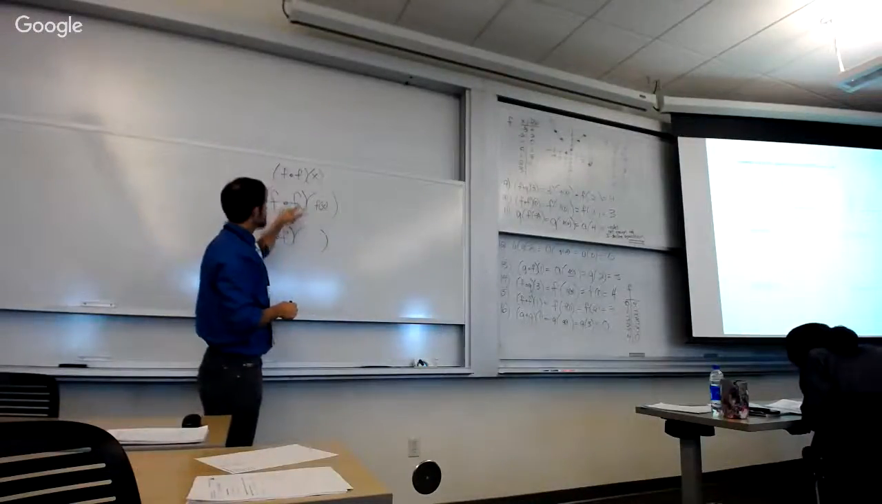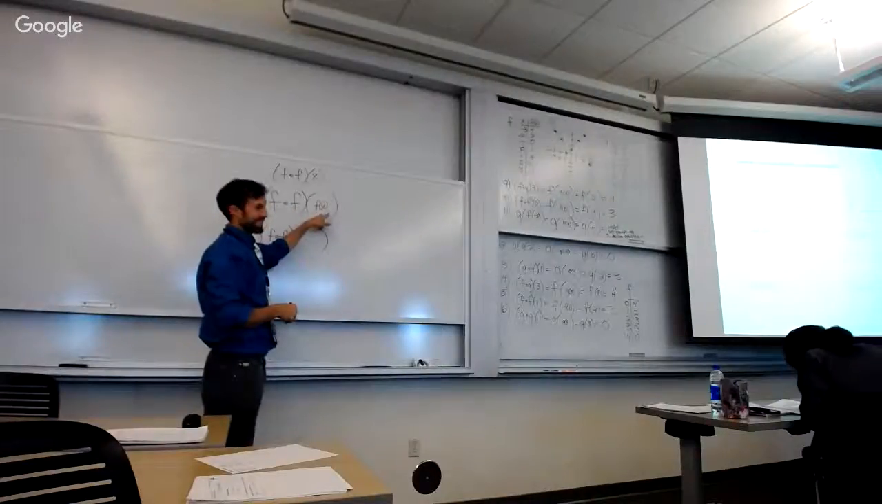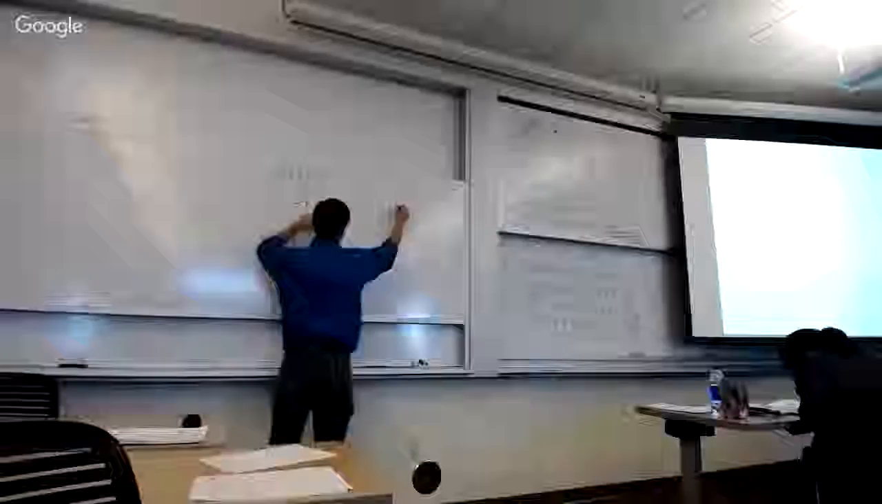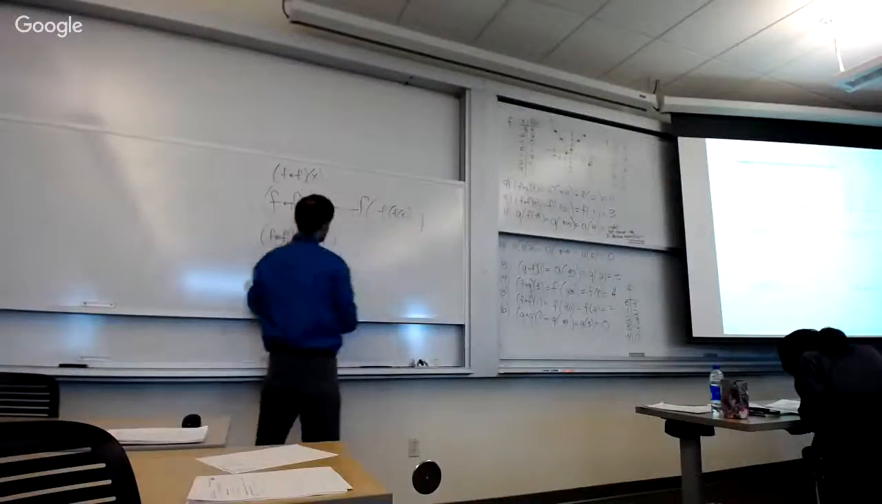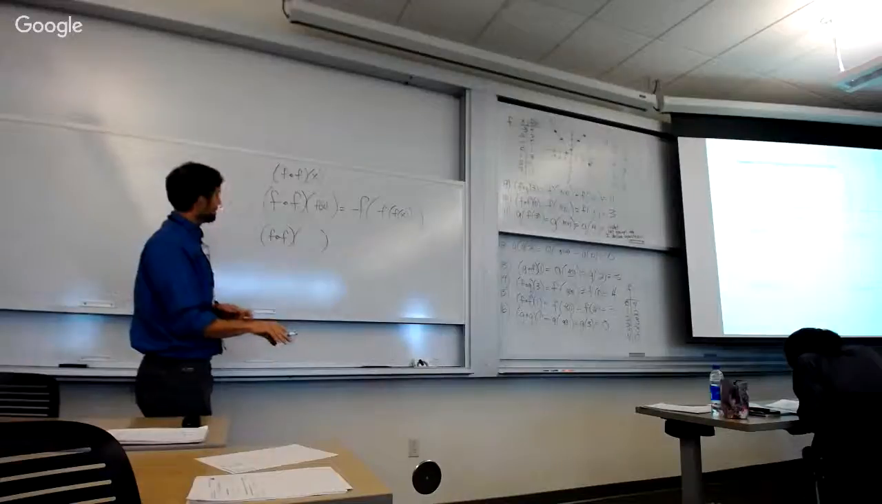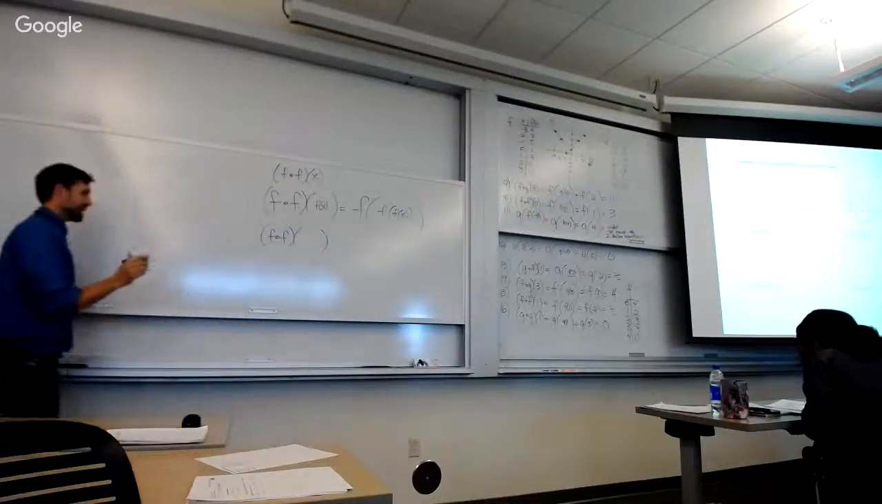What would f circle f of f of x be? So you'd have the big f of f of f of x, right? So I mean, it's like a triple inception. Looks kind of weird, but that's what it would be. And imagine what that would look like on a diagram.